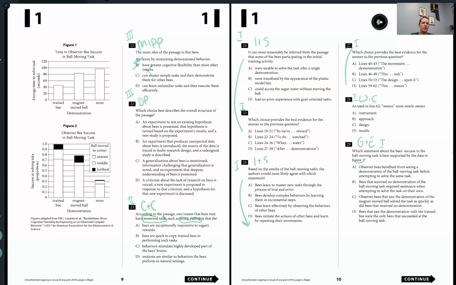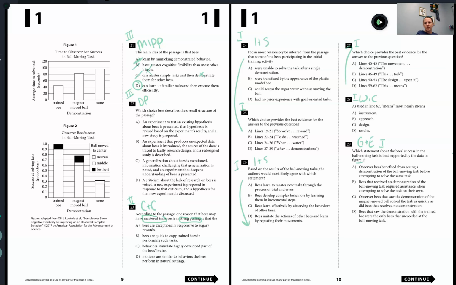Bees can master simple tasks and then demonstrate them for other bees. True, but not all of them were asked to demonstrate the task, so we can get rid of that one. Bees can learn unfamiliar tasks and then execute them efficiently. Yes, that one is nice and vague. It doesn't bring up a detail or an example, and it doesn't misrepresent the passage.